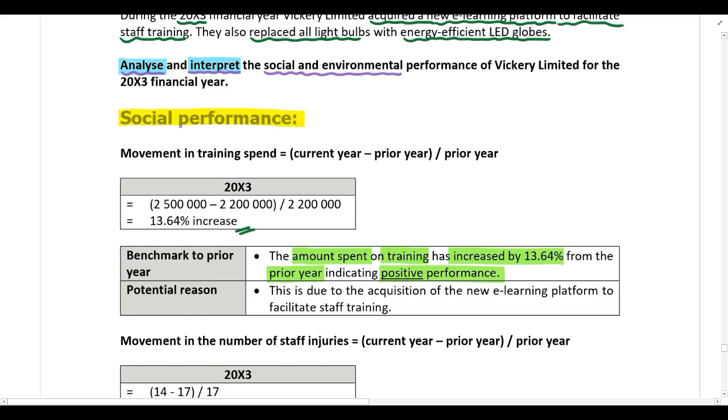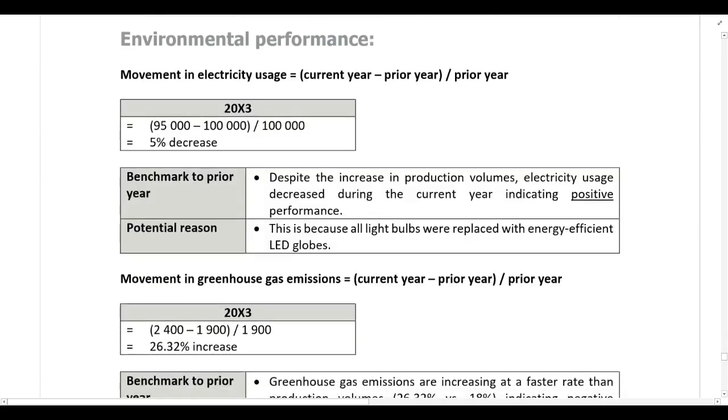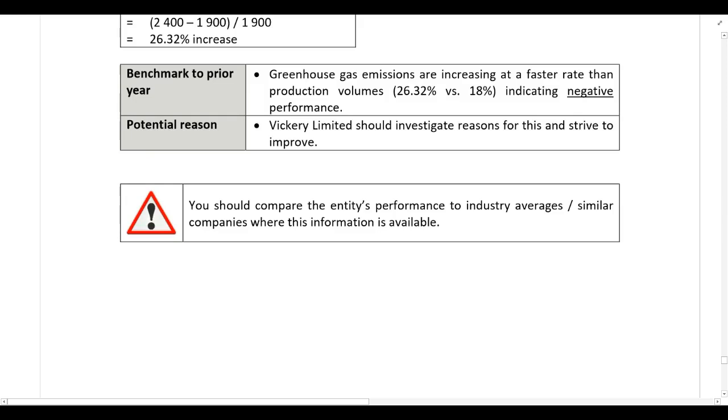So we've benchmarked to the prior year. We can't benchmark to similar companies or industry averages because that information is not available. However, please note, you should compare the entity's performance to industry averages or similar companies where this information is available. So in addition to benchmarking to the prior period, you should also compare to industry averages or similar companies if possible.